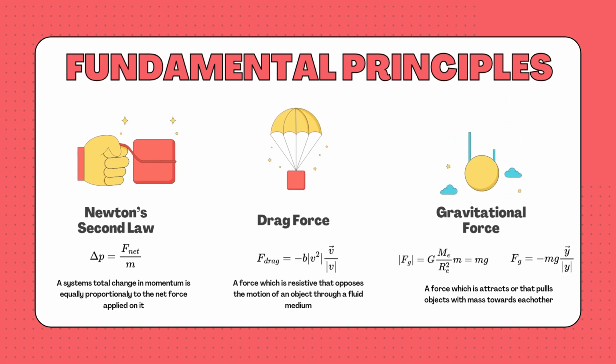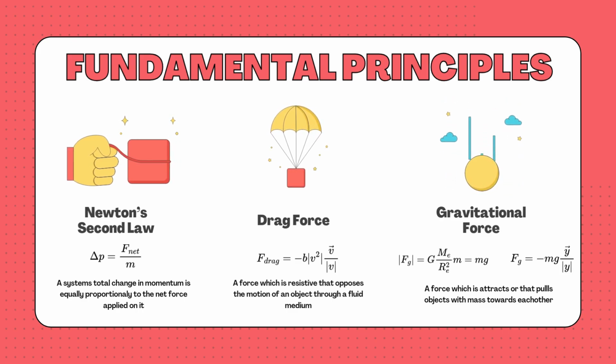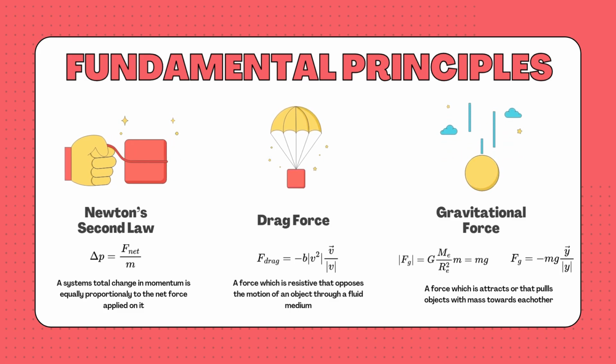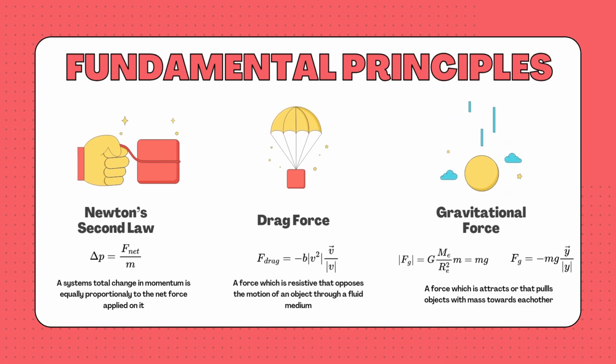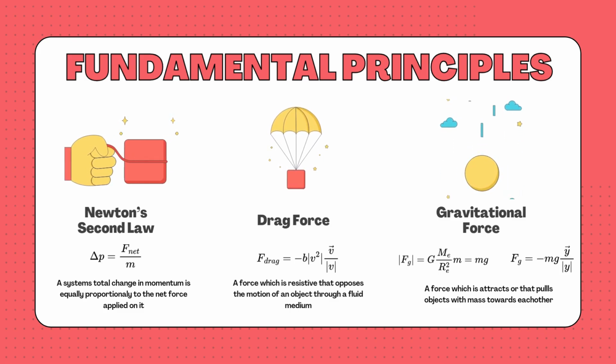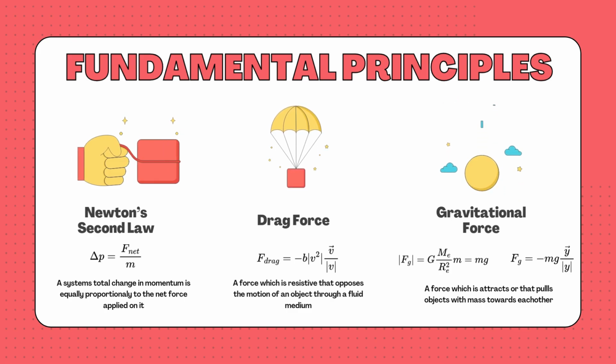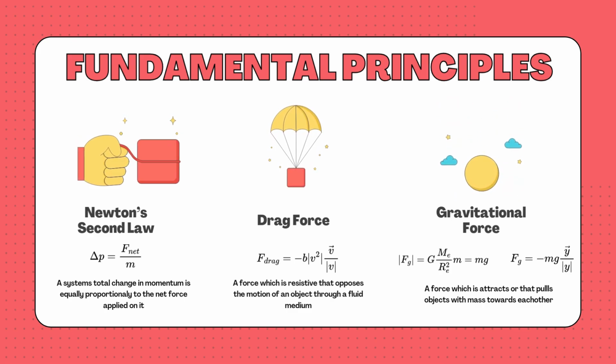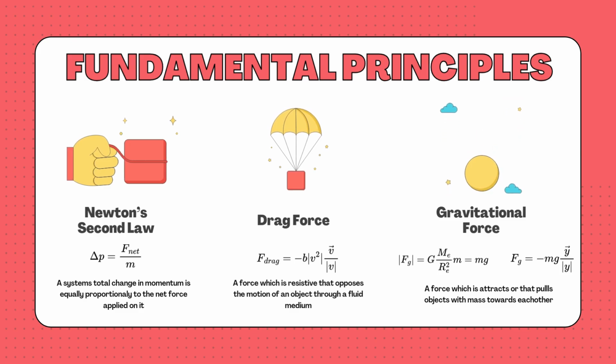The second was drag force, a force which is resistive and that opposes motion of an object through a fluid medium, and in this case, the medium is air. The third principle was gravitational force, which is a force that pulls objects with mass towards each other. And in this case, it was the paper ball and the earth pulling each other.